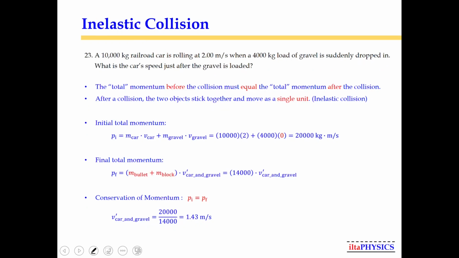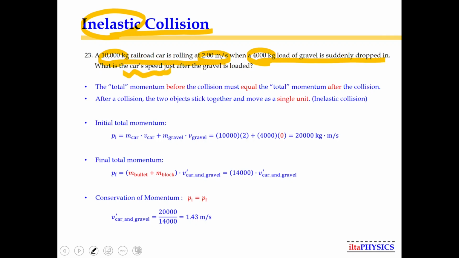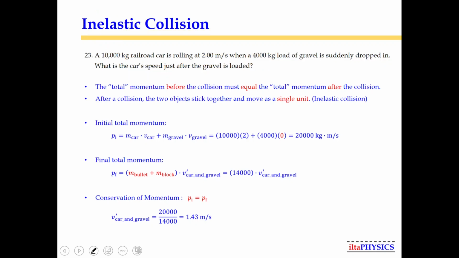Problem number 23 is a typical inelastic collision type. A 10,000 kilogram train is moving at 2 meters per second when 400 kilograms of gravel are dropped into it. We need to find the velocity of the train with the gravel after this happens. In this problem, gravel is being added to the train, so the two move together as one mass after the collision. This is an inelastic collision.